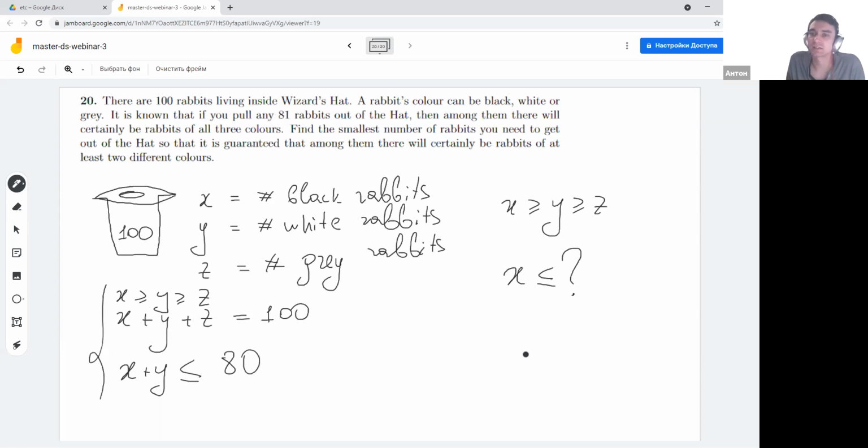For example, if we find that X is never greater than, cannot be greater than 50, then 51 rabbits is enough. If the best upper bound is 40, then 41 rabbits is enough. I mean, 51 is enough too, but we are asked to find the smallest number of rabbits that we need to pull out. So let's find the best upper bound for X using this information.